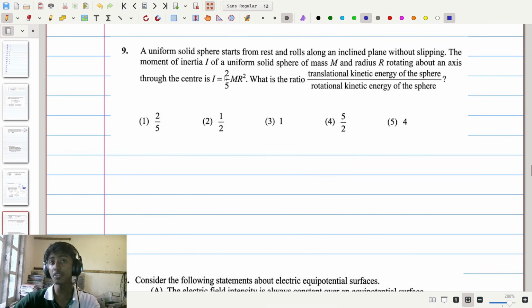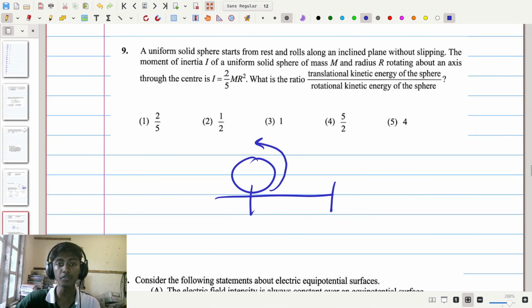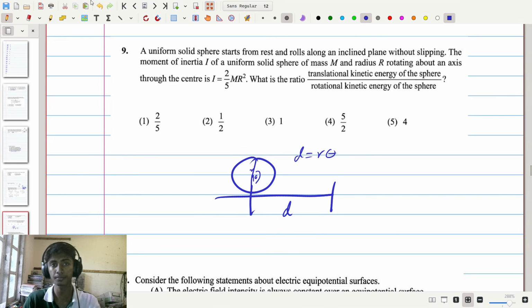Now next, if we consider question number 9, question number 9 says, a uniform solid sphere starts from rest and rolls without sliding on an inclined plane. Now, if this thing rolls without slipping, it means any distance traveled is equally rotated along the surface of the sphere. So if we have a distance d here and an angle theta traced when our sphere rotates that distance, then this d will be equal to the circumference length here, and therefore if we have theta here and r here, d will be equal to r theta.